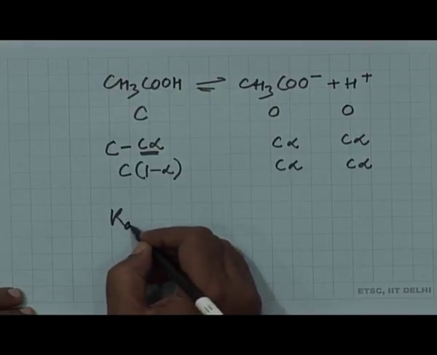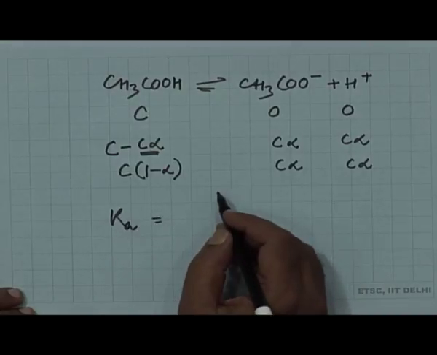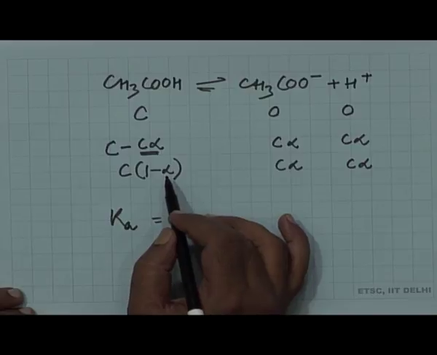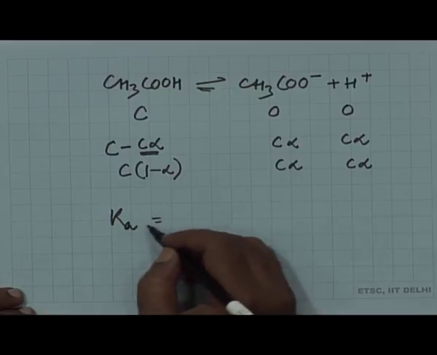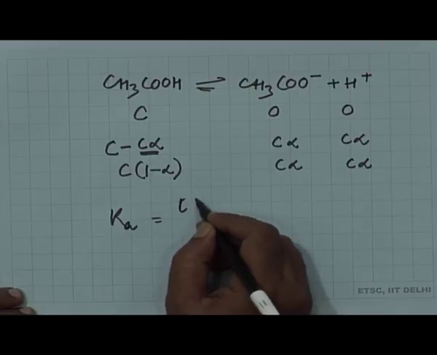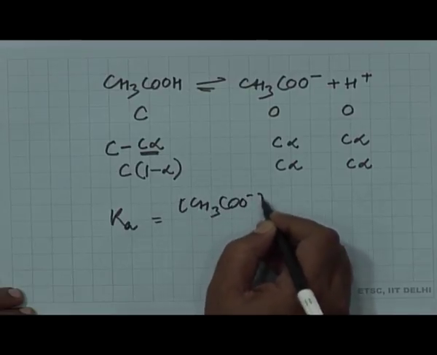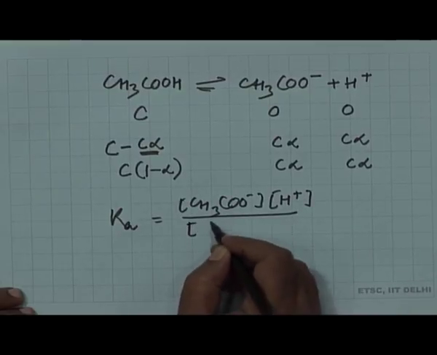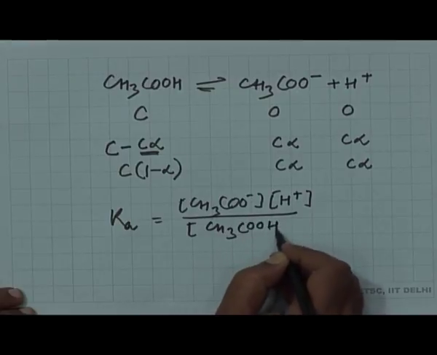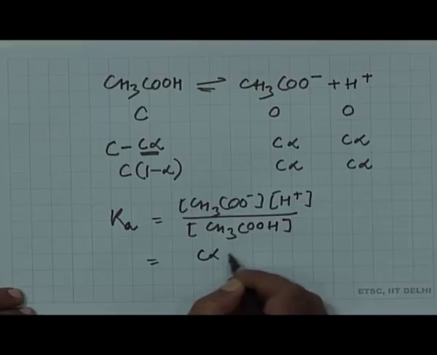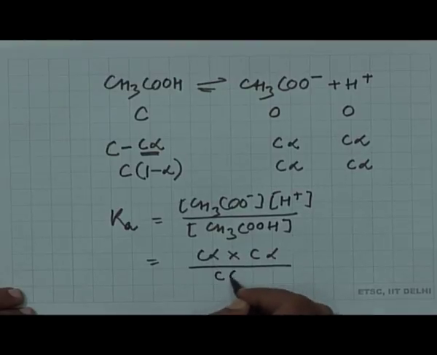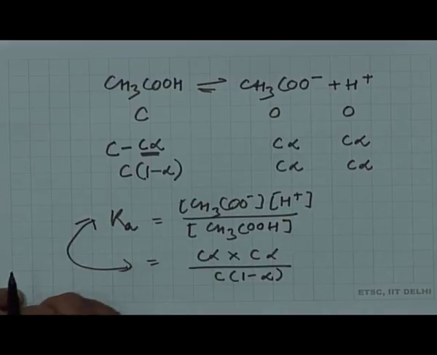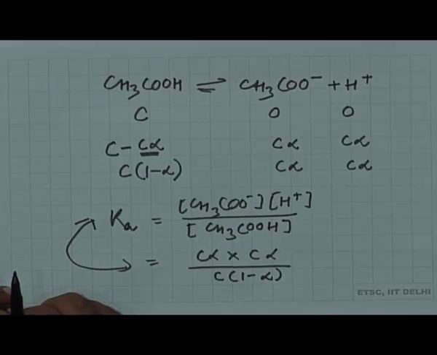Now, we can write K A in terms of the initial concentration and the degree of dissociation, which is alpha. How will we write it? K A is acetate ion into H plus divided by CH3COOH, and since this is C alpha into C alpha divided by C 1 minus alpha, we can express K A in terms of alpha, the degree of dissociation for acetic acid.